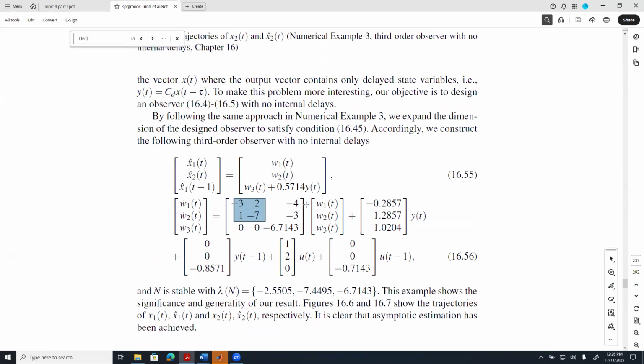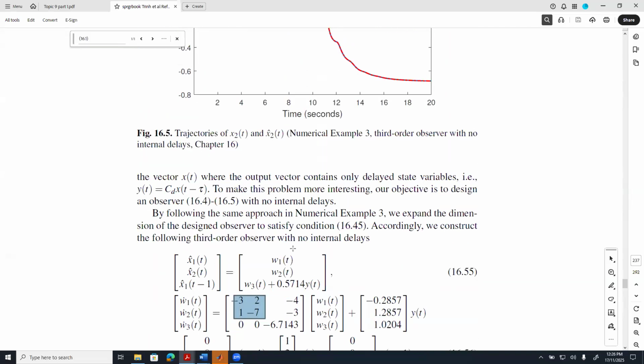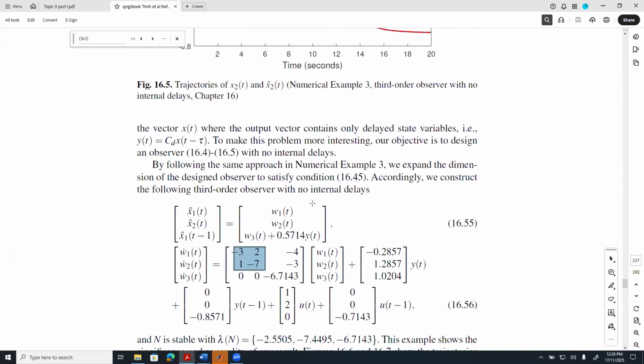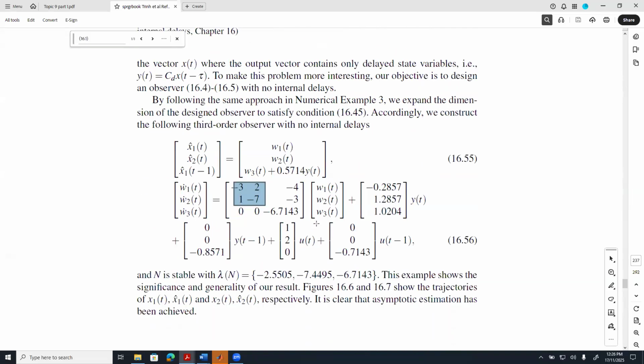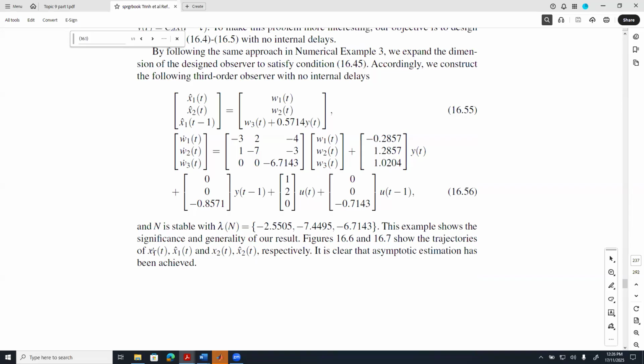And what happened in here, even though we got delay output measurement, the observer that we design can ensure that we can instantaneously estimate the two unmeasurable stack variables. That's what the outcome of this is.